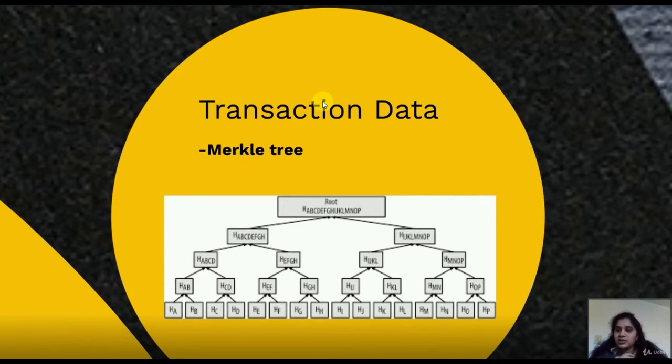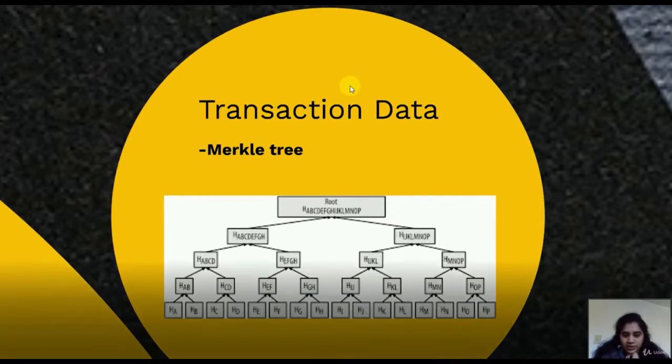So here, just remember that all your transactions are stored in the Merkle tree. A Merkle tree is a type of tree data structure where the hash of your data is stored in the tree format. That is what the Merkle tree is.